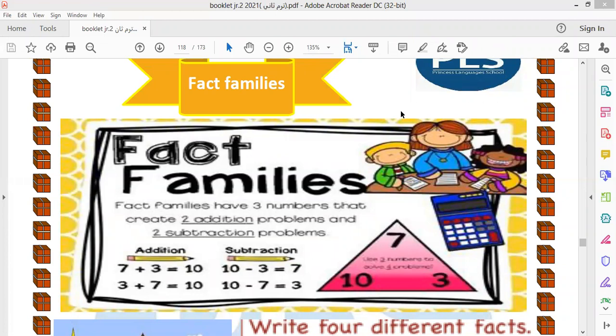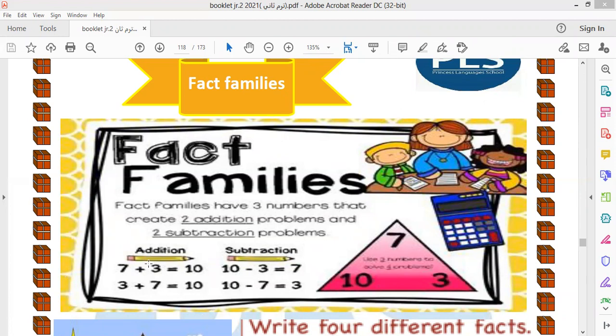Let's start our lesson today which is about fact family. What is a fact family? Fact families have three numbers that create two addition problems and two subtraction problems. We have here three numbers: 7, 10, 3.